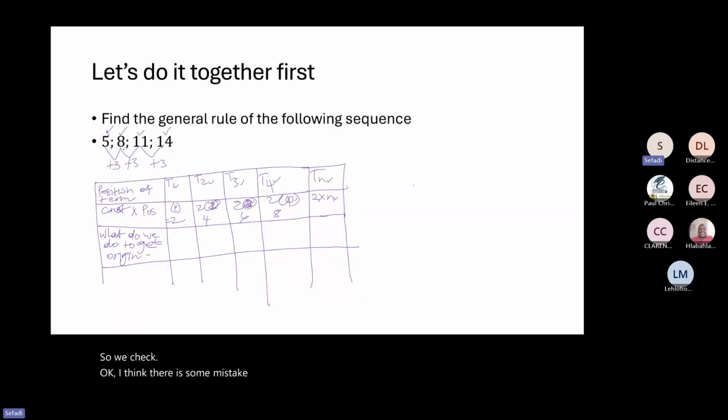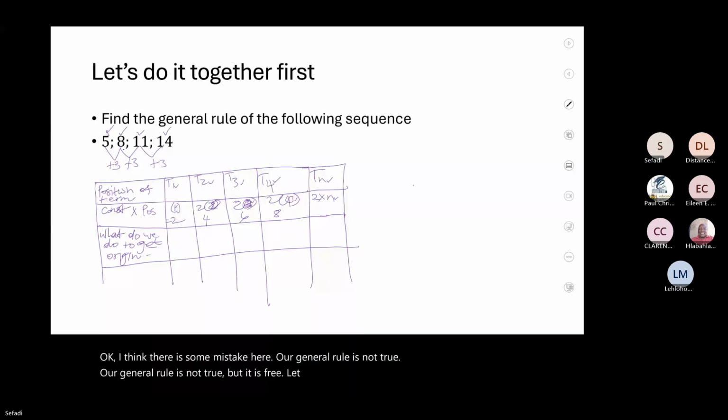Our general rule is not 2, but it is 3. Let us rectify it, my dear learners, using the red pen. Our general rule here is 3, not 2. 3, 3, 3.